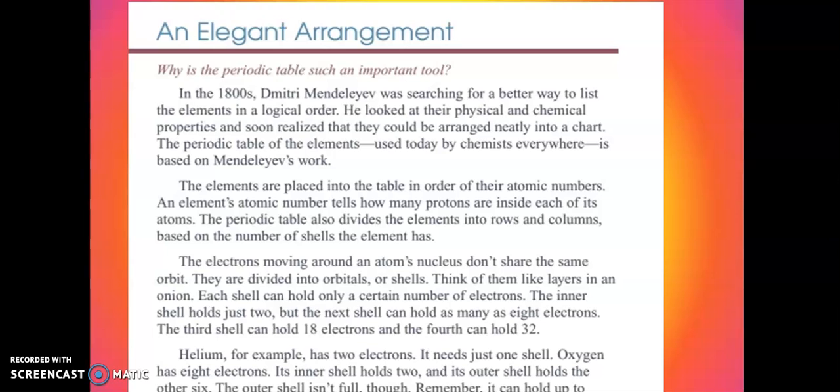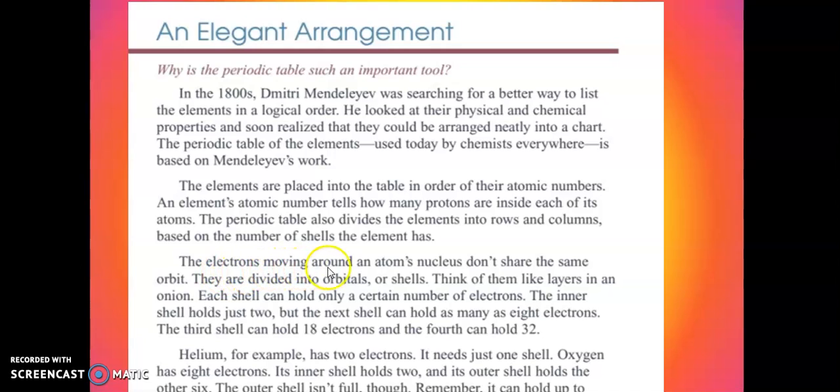The elements' atomic numbers tell how many protons are inside each of its atoms. How many protons, right? The periodic table also divides the elements into rows and columns based on the number of shells the element has. Pay attention in this part.